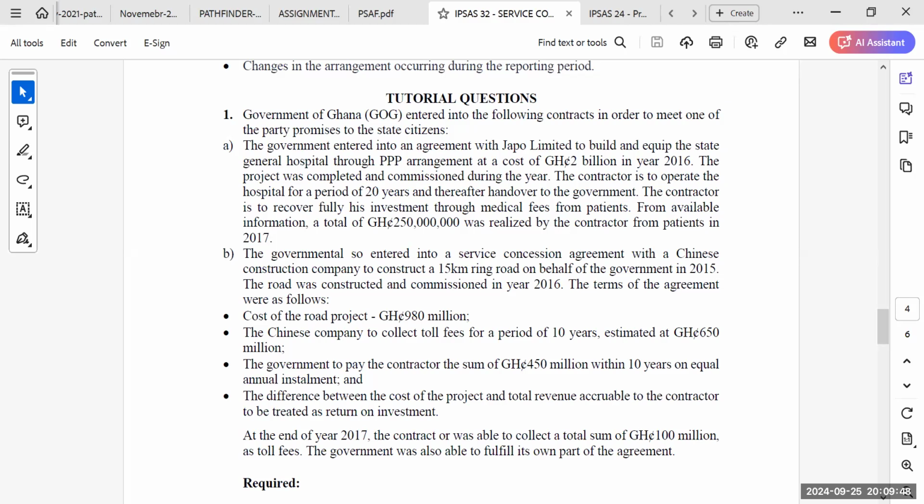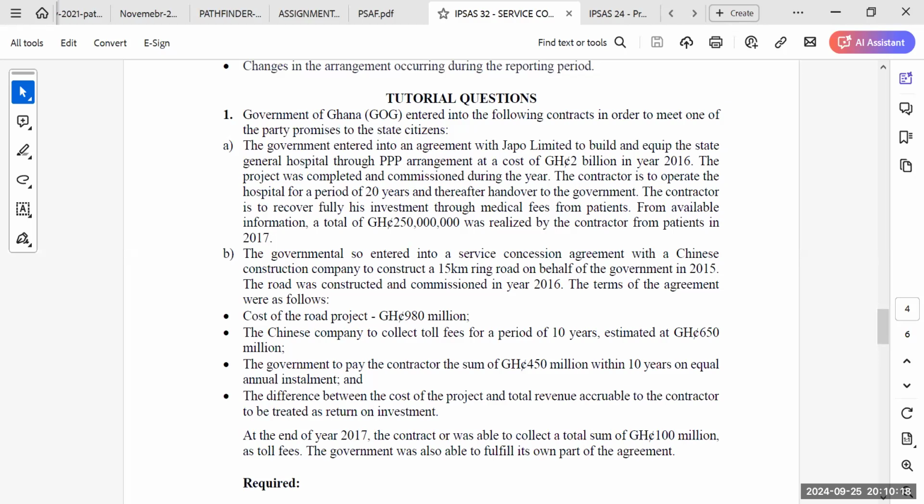The Chinese company is to collect toll fees for a period of 10 years, estimated at 650 million. The government is to pay the contractor the sum of 450 million within 10 years in equal annual installments, and the difference between the cost of the project and the total revenue accruable to the contractor is to be treated as return on investment. So what is the total amount that the contractor will be receiving?